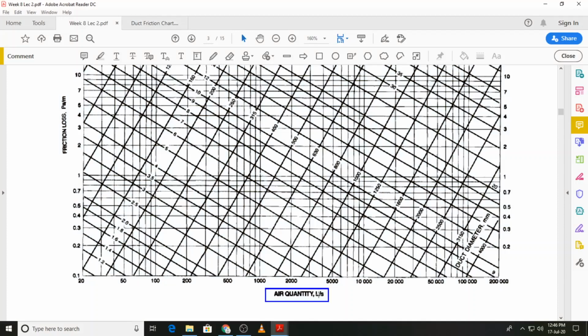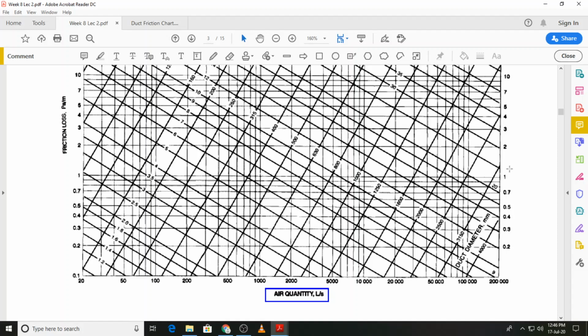So you have the air quantity in liters per second, and you have the friction loss in pascals per meter. So this is the pressure drop per unit length. If you know the length of a given straight section of a duct, you just multiply this value by the length of the duct to get the total pressure drop.